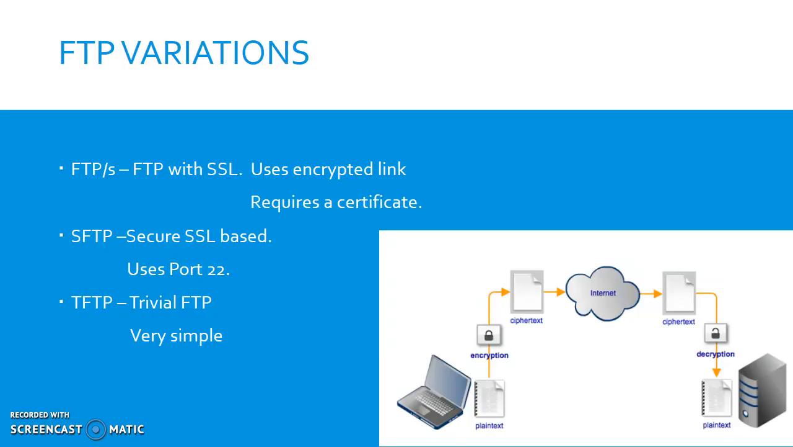FTP/S. FTP-S is FTP with a secure sockets layer, shortened to SSL. It's added for extra security. SSL uses a control setup for encrypted links and requires a certificate. And SFTP is like FTP-S but somewhat different because it also uses SSL but in a different way. SFTP is a secure SSL-based extension of SSL and only uses the port 22.